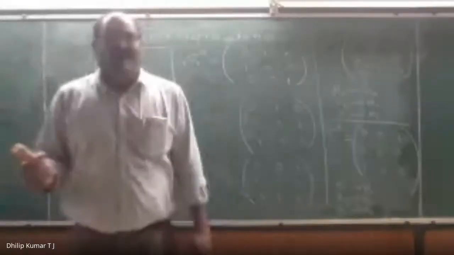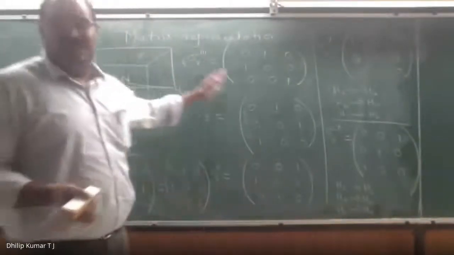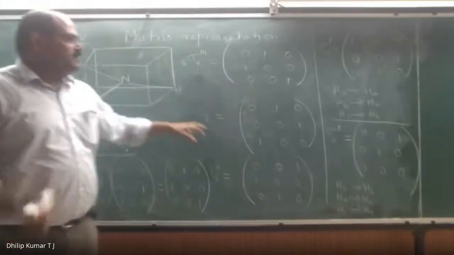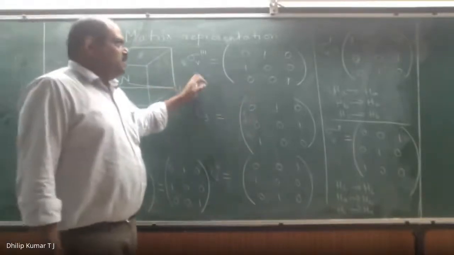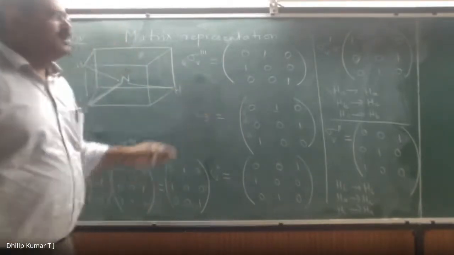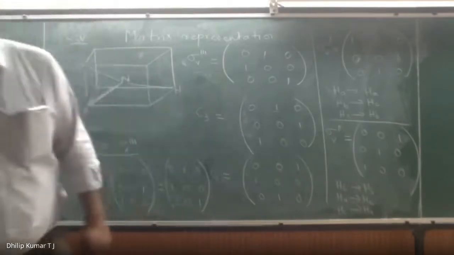So the multiplication should be valid. Whatever representation you take, here in this case, we have taken changing the position of atoms. Once you write the matrix for each symmetry operation, if you take the product either way, it should result in the matrix multiplication table which you have got.